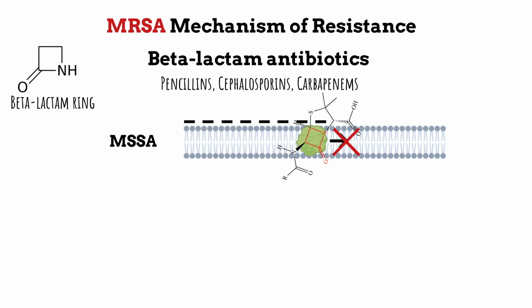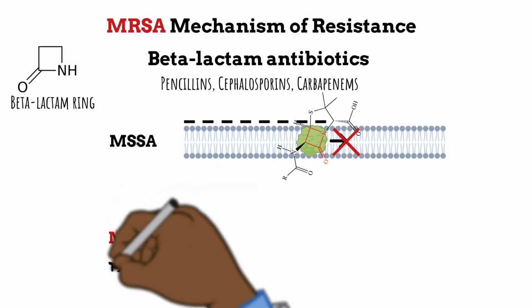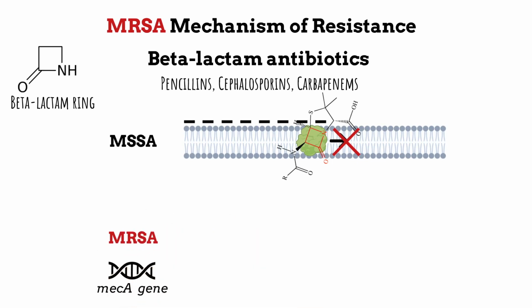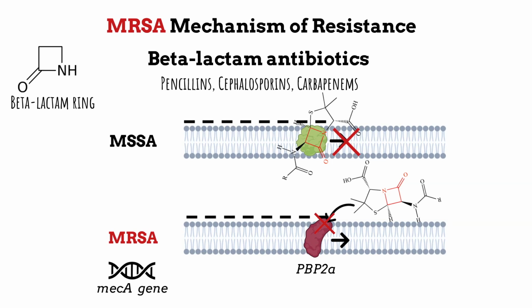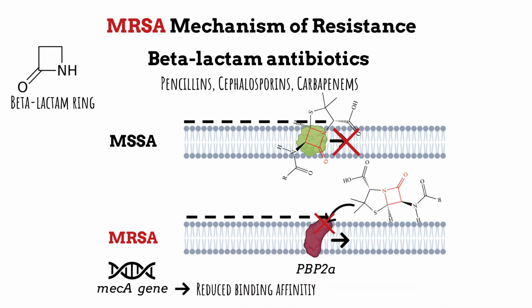When Staph aureus becomes resistant to methicillin or the majority of beta-lactams, it's due to a gene called the mecA gene. This gene encodes for a type of transpeptidase called penicillin binding protein 2A. Just like other transpeptidases, it synthesizes the peptidoglycan to help stabilize the bacterial cell wall. When a beta-lactam like penicillin is administered, it's unable to bind to this penicillin binding protein 2A fully and inhibit it because of reduced binding affinity due to the mecA gene.